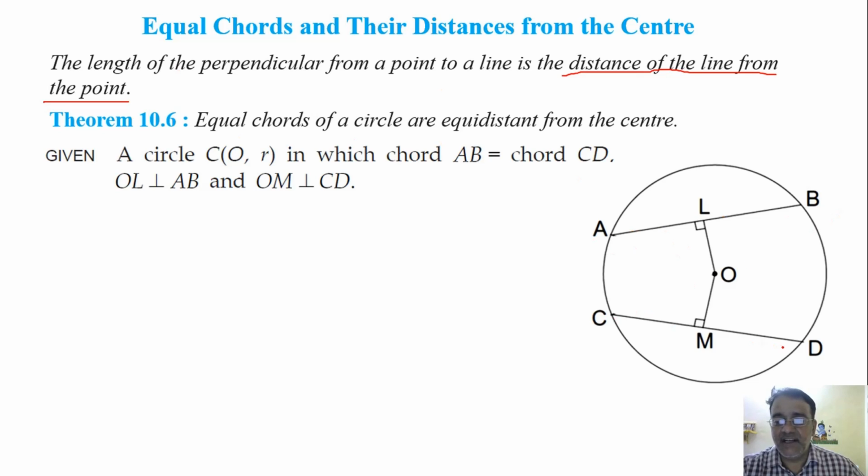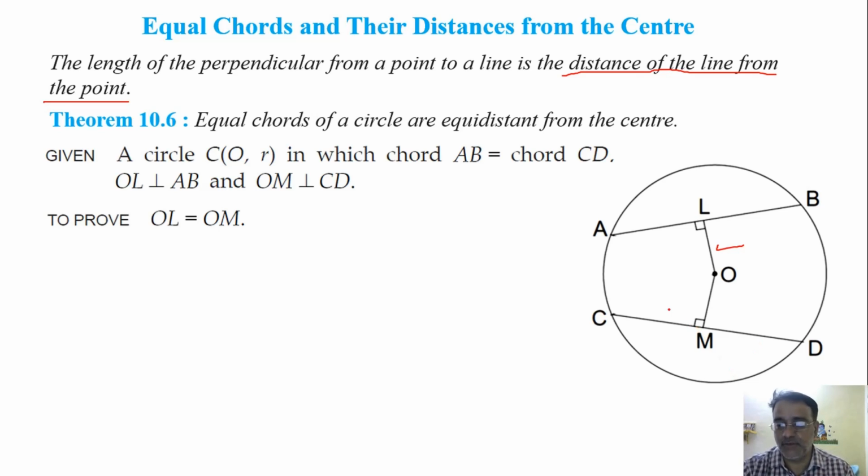AB and CD are equal chords, and OL is perpendicular to AB and OM is perpendicular to CD. So OL जो है वो AB का perpendicular distance है and OM is the perpendicular distance of CD, and we have to prove that these two are equal. Okay, so let us start with the construction.